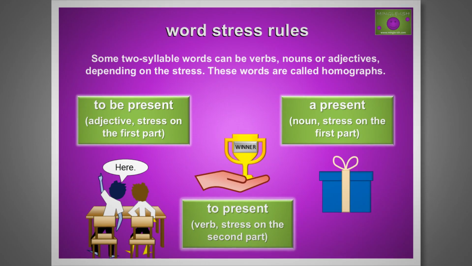Some two-syllable words can be verbs, nouns, or adjectives depending on the stress. These words are called homographs. Let's see an example. To be present is an adjective, therefore the stress is on the first part. To present is a verb, therefore the stress is on the second part. And a present is a noun, so the stress is on the first part.